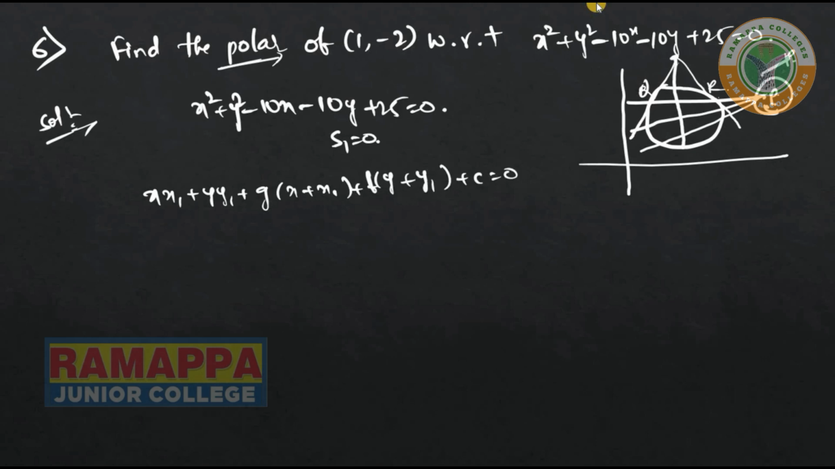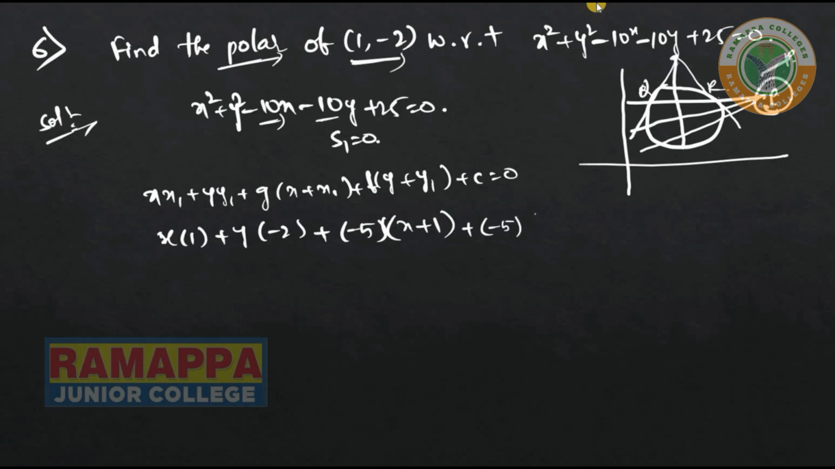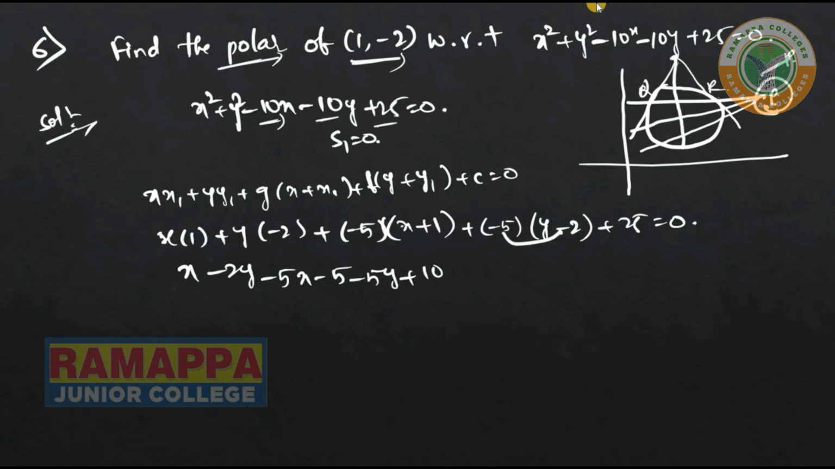So here x into x1, this is the polar point here, 1 into x, x into 1, plus y into minus 2, plus g is equal to how much we will get here, minus 5. Minus 5 into x plus 1, and plus f is equal to how much we will get, minus 5 only. Minus 5 into y plus minus 2, plus c, c means 25 here, 25 is equal to 0 we will get here. Now it will become x and it will become minus 2y, and from this we will get minus 5x minus 5 and minus 5y plus 10. So plus 10 here and plus 25 here is equal to 0.